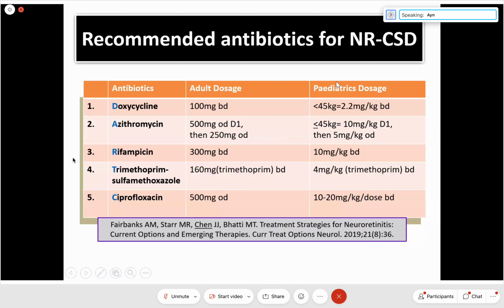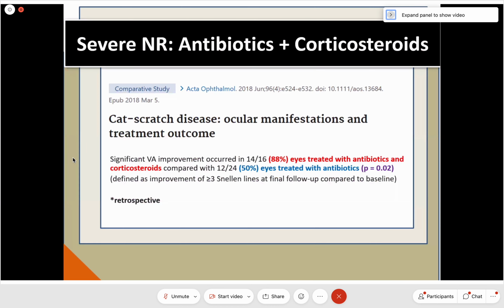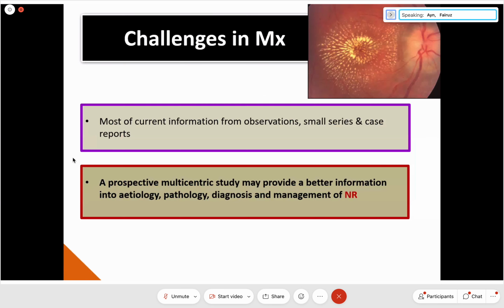For pediatric dosage, we need to adjust accordingly. For pediatrics, normally as first line we give azithro because doxycycline can give some side effects, especially for children less than 8 years old. For severe neuroretinitis, we can add on corticosteroids. Studies show that with the addition of corticosteroids, there is significant visual improvement compared to the group with antibiotics only. But as I mentioned just now, there is no randomized trial. This is basically based on retrospective studies.